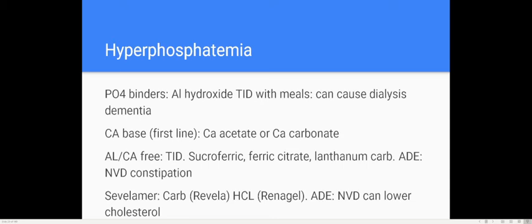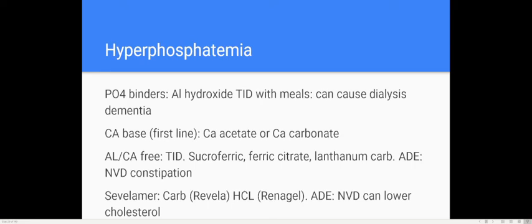But for some odd reason, your patient can't use aluminum or calcium phosphate binders. I don't really know a reason for this, other than maybe an allergic reaction to one of these things, which is probably pretty rare. There are some alternatives though, such as sucroferric, ferric citrate, and lanthanum carbonate. The main side effects from these are nausea, vomiting, constipation.